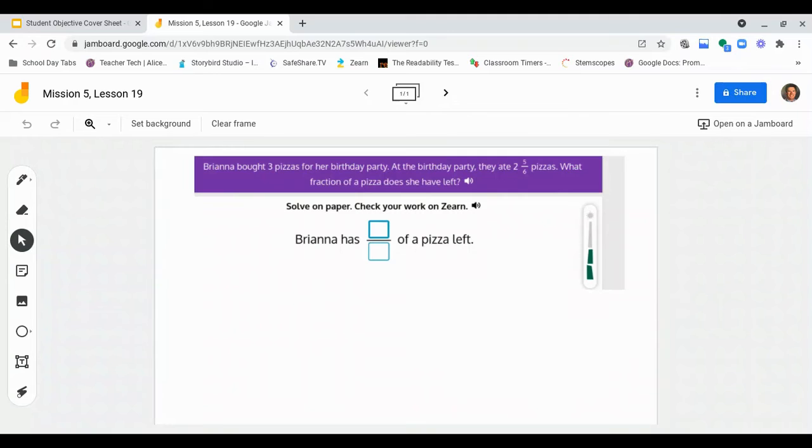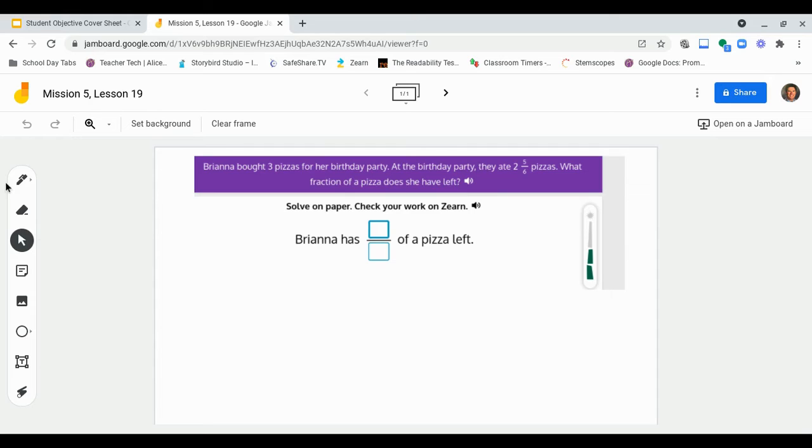This is a story problem or application problem that we are going to solve. It says Brianna bought 3 pizzas for her birthday party. At the birthday party, they ate 2 5/6 pizzas. What fraction of a pizza does she have left? Okay, so we're given our story problem right here, our application problem, and we need to think, okay, what do we need to do here?